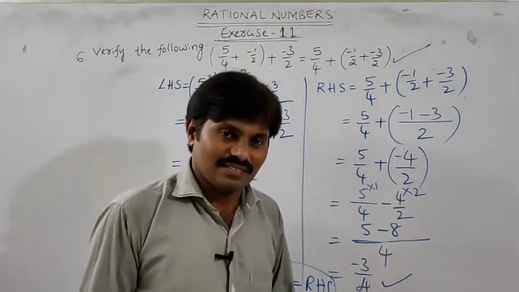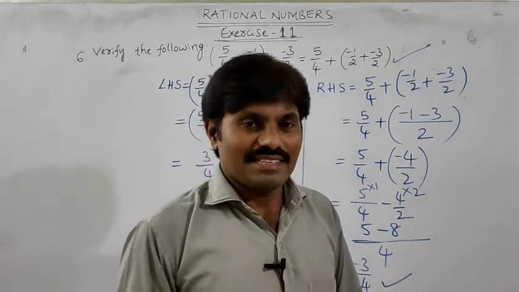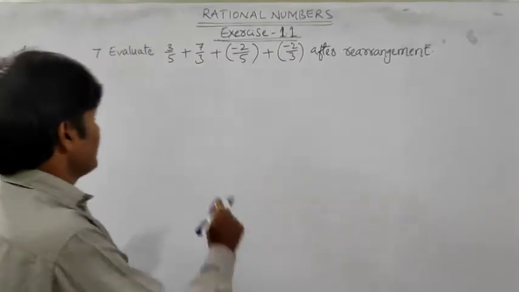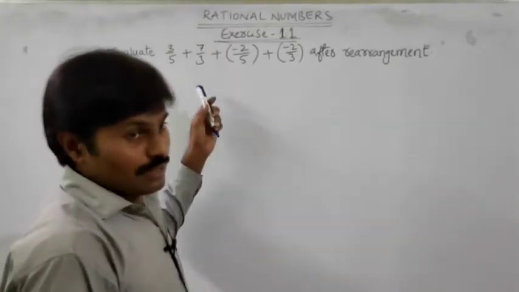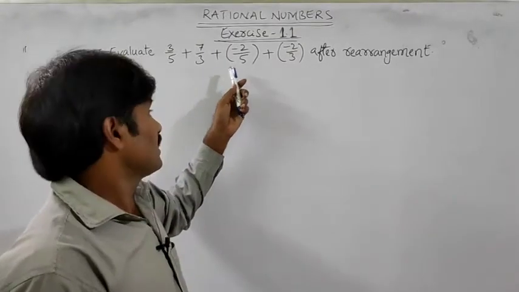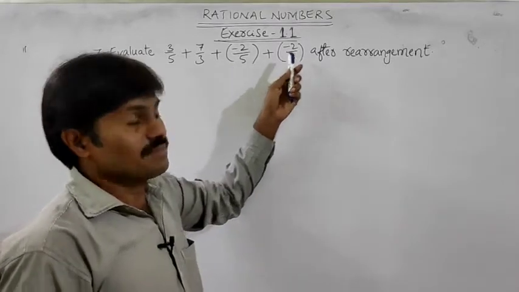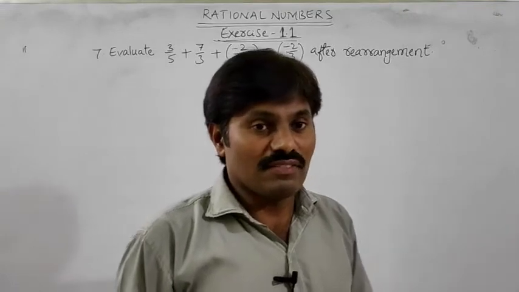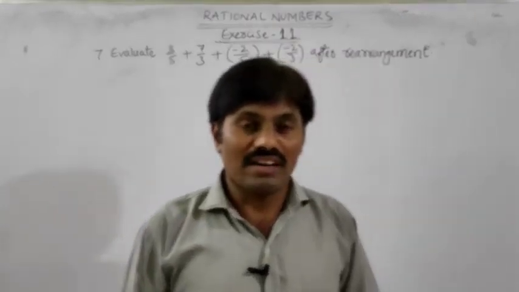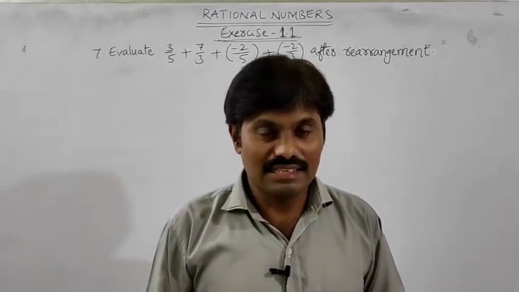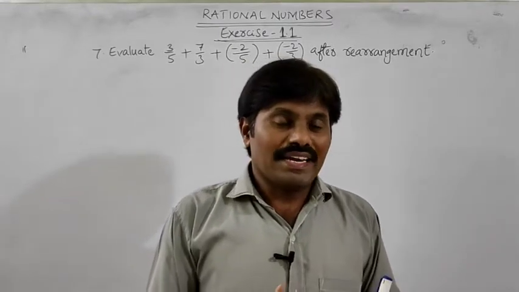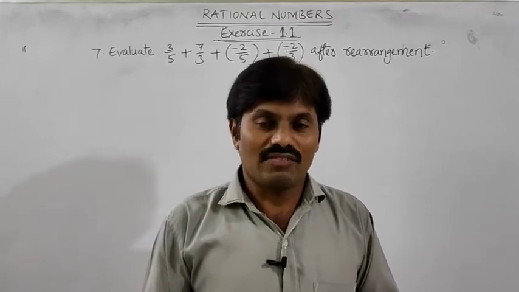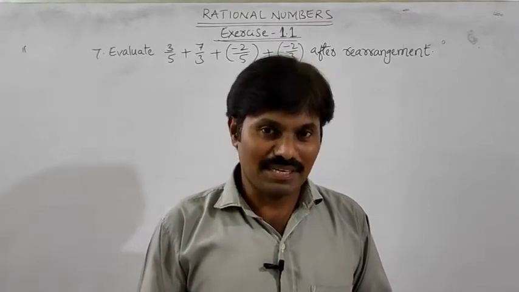Now we will solve question number 7. Observe question number 7, that is, evaluate 3 by 5 plus 7 by 3 plus minus 2 by 5 plus minus 2 by 3 after rearrangement. Usually we discussed in previous sessions what the use of properties is. Yes, by rearranging the terms we can easily simplify the given numerical expressions.